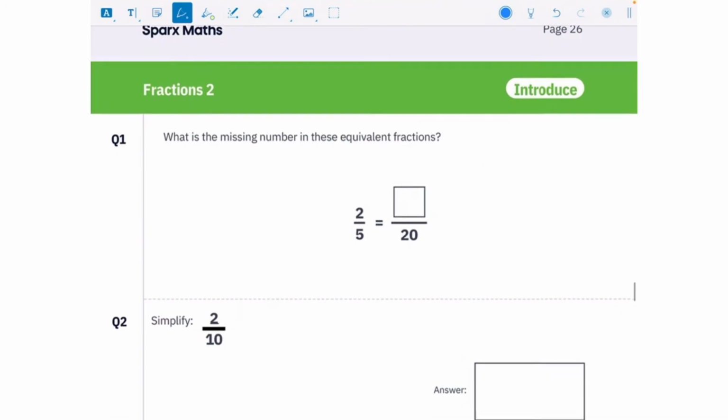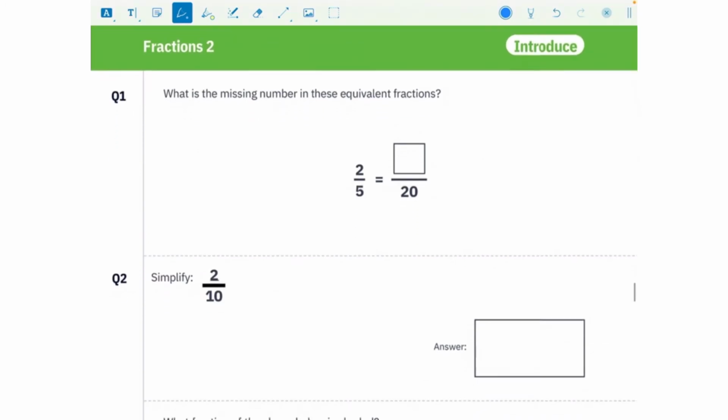Okay, fractions 2. What's the missing number in these equivalent fractions? So we said before that what we do to the bottom, we need to do to the top. So if we've multiplied the bottom, the denominator, by 4, we also need to multiply the numerator by 4, and that becomes 8. So that's then an equivalent fraction.